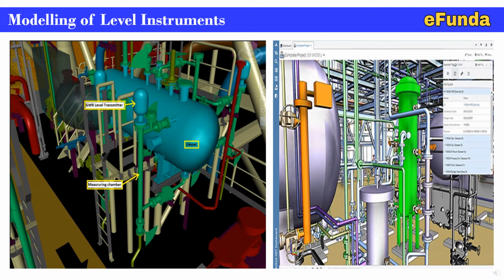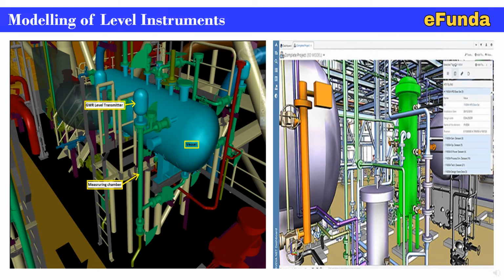On the left hand photograph, one can see GWR, that is a guided wave radar type level instrument installation. One can see the vessel and the tapping provided by piping, and the GWR is installed. Mounting chamber also can be seen, and this installation is carried out in such a way that it will be accessible from maintenance and operation point of view.